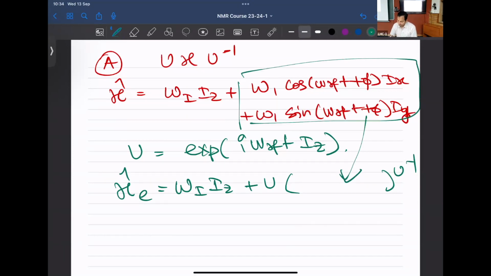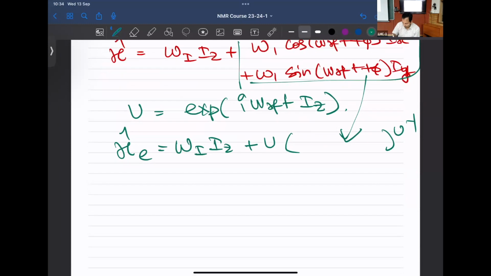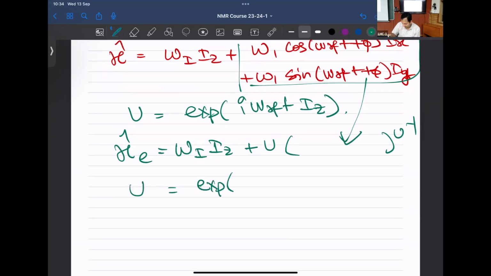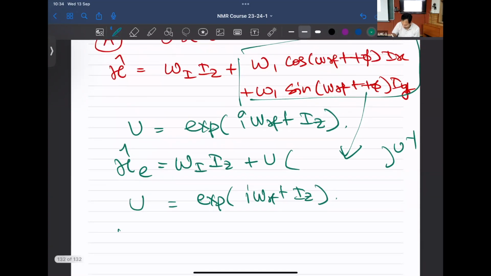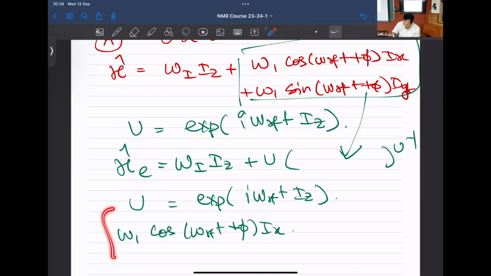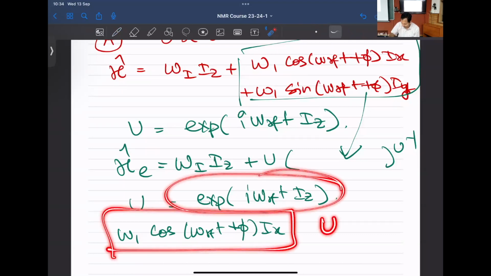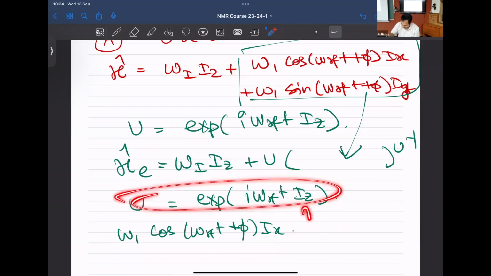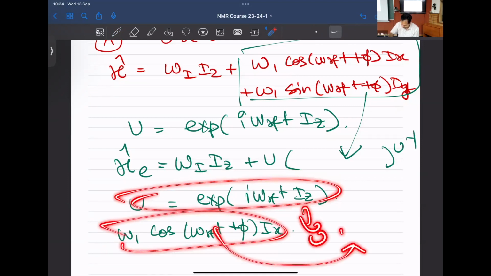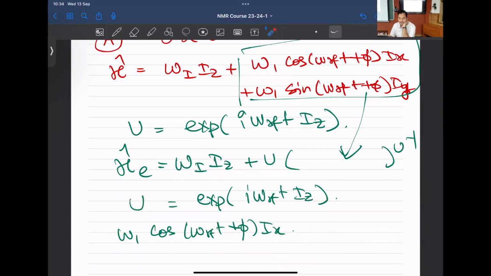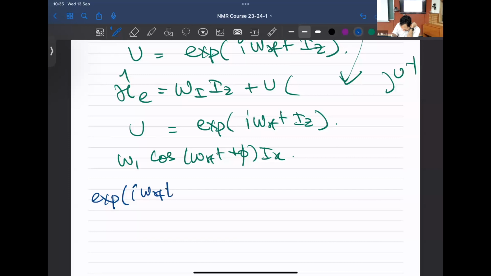I want you guys to take another 2 minutes where you take U as equal to exp I omega r of t Iz, and then solve for each one of them. For instance, solve first for cos omega r of t plus phi Ix. Solve for something like this using this unitary transformation, where you have U here, this part, think of it as a partial part of the Hamiltonian, and U inverse. Can you tell me what you get? The Ix part, please solve it. For this, the BCH expansion will come handy.